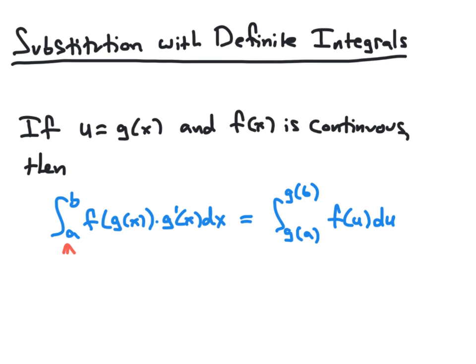Notice that the numbers a and b here are actually values of x, because this is an integral with respect to the variable x. So a and b are x values. On the other hand, these numbers g of a and g of b are actually values of u, because we have an integral here with the variable u. And so in order to find the new limits, we need to take the original limits a and b and plug them into the function g to get the corresponding limits in our new integral.